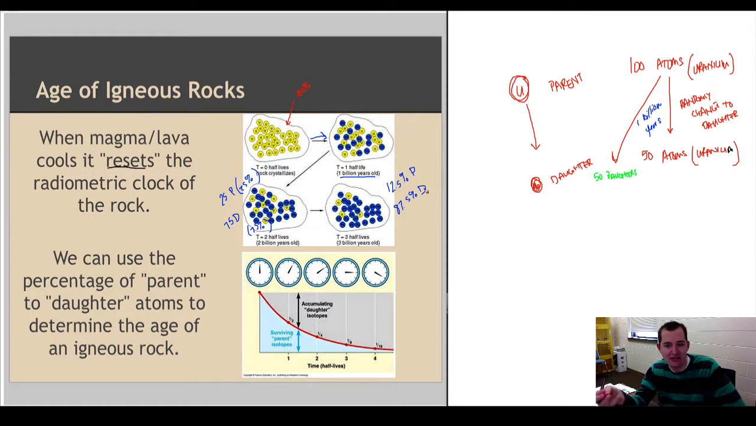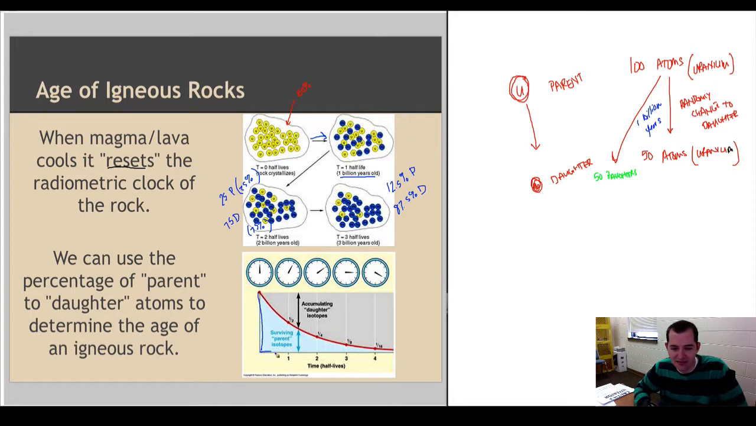Okay, so again, if we come upon a rock and we look at it and we see these uraniums and we see these daughters, and we know that we've got a ratio of 12.5% parents, the parent uranium, and 87.5% daughters, we know that it's been about 3 half-lives. If a half-life is 1 billion years, it's basically 3 billion years old. And that's what we see here on this graph.